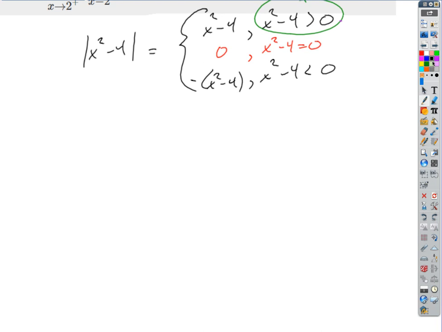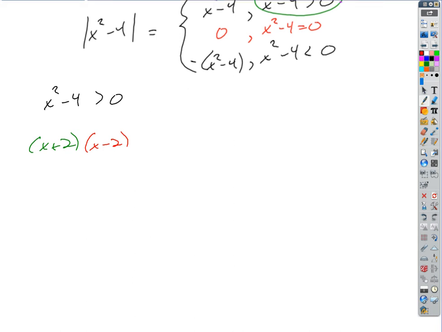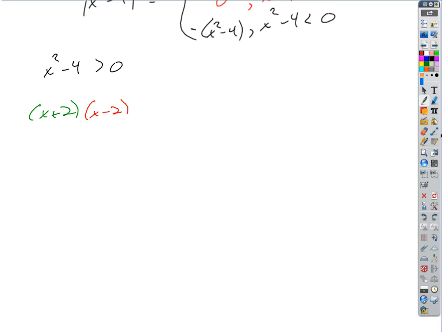Yeah, I don't know if you've seen this before or not, but I like this. We want to know, where is that expression positive valued? One way we could do this is to factor x squared minus 4. X squared minus 4 factors into, good, x plus 2, x minus 2, right? Let's look at the behavior of those two factors independently.